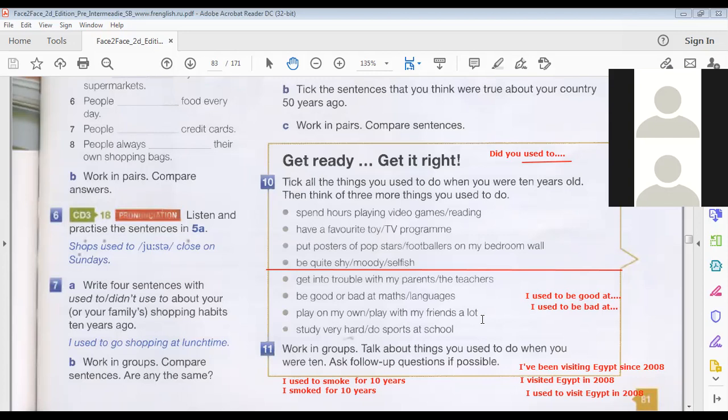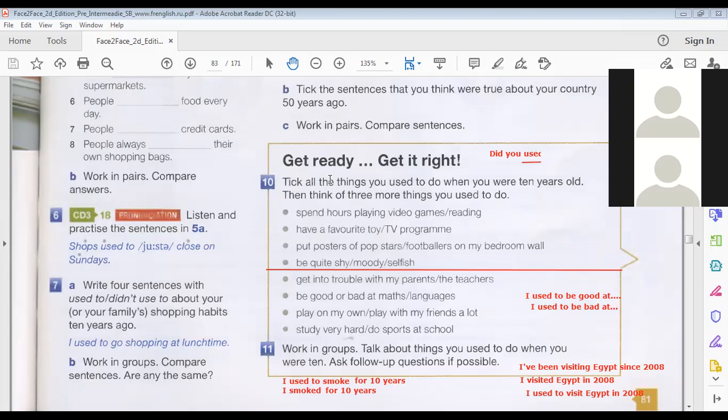Do you get the idea? Yes. But the last one, I used to visit Egypt in 2008, we are only talking about 2008, only. Because it was repeated many times in this year. Yes, it's repeated in 2008. This is the idea. Okay, so this lesson is all about used to, how to use used to, and what's the relationship between used to and the past simple.